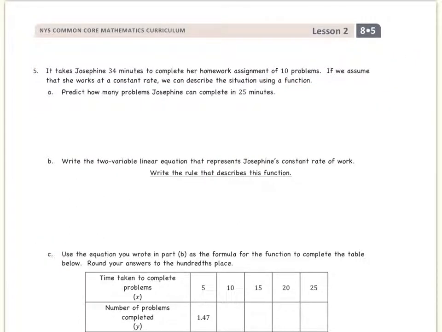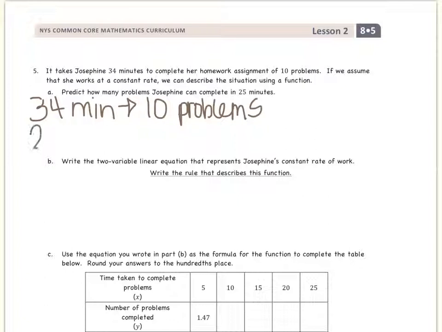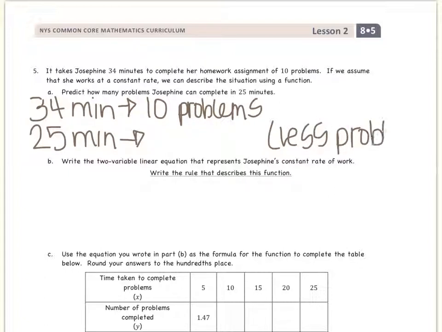So we have, it takes Josephine 34 minutes to complete her homework assignment of 10 problems. If we assume that she works at a constant rate, we can describe the situation using a function. Predict how many problems Josephine can complete in 25 minutes. Be reasonable. If in 34 minutes she completes 10 problems, if we have less time, shouldn't we complete fewer problems? So I need you to come up with a prediction.